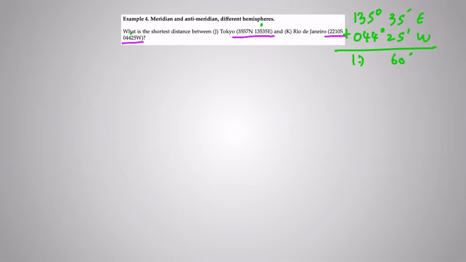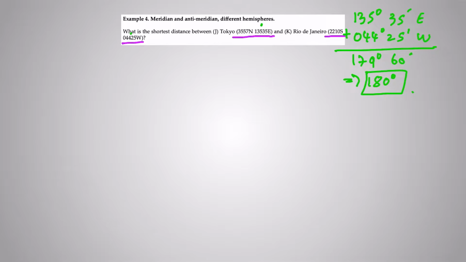Now let's look at the fourth example. So in the fourth example, again the shortest distance between point J and point K. The longitudes are again different. So let's try and add both of these up. And this again comes out to be 180 degrees. So again we know that both of these longitudes are opposite each other. So one will be the meridian, the other one will be the anti-meridian.